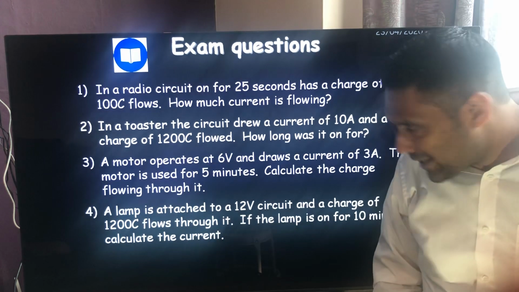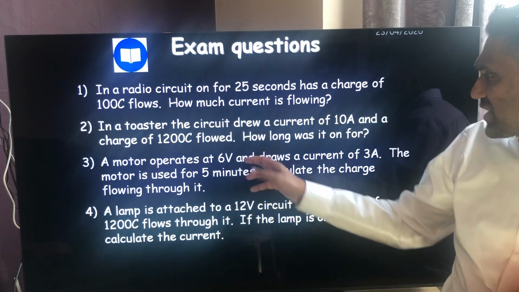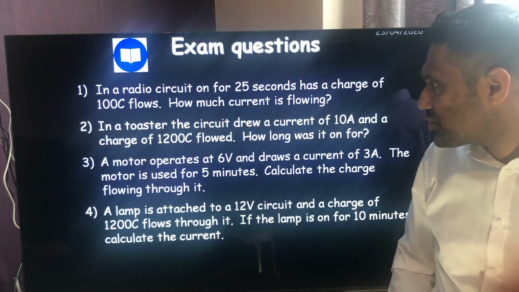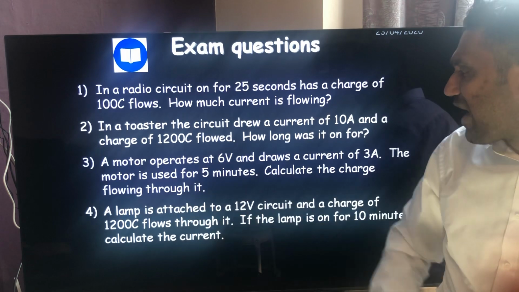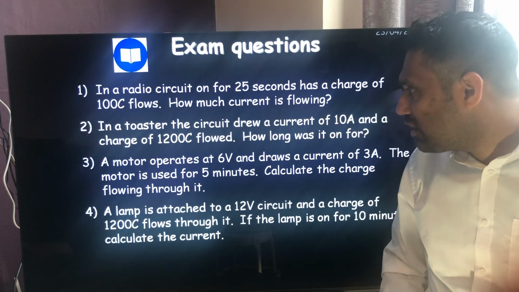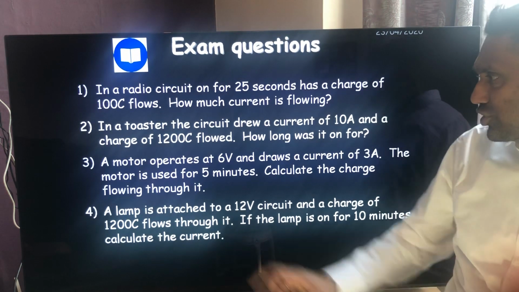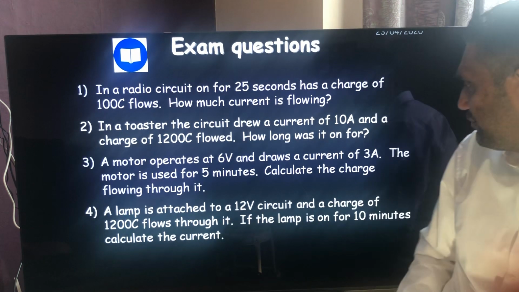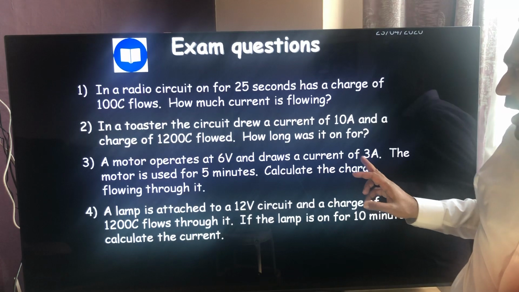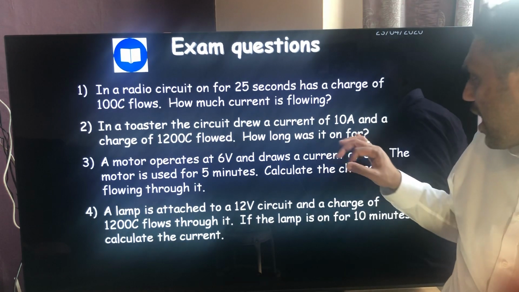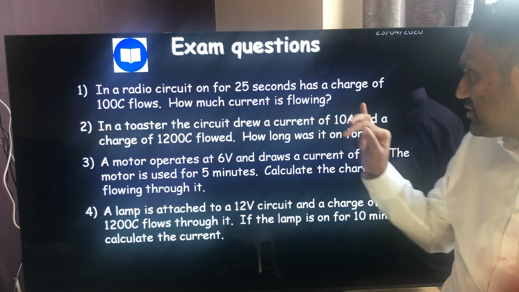Right, question 3 then. A motor operates at 6 volts and draws a current of 3 amps. The motor is used for 5 minutes. Calculate the charge flowing through it. And remember what I said, we want the charge, so Q equals IT. We've got the I and the T. So Q equals IT. I is 3, so I'm going to do 3 times 5.